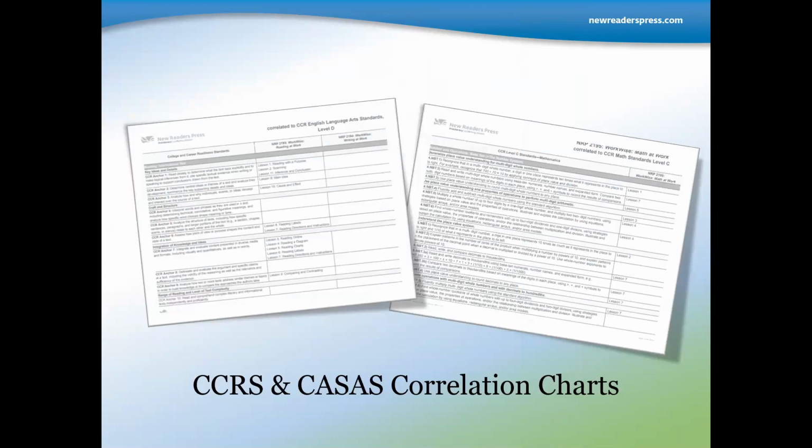Now, the free resources also include correlation charts for each book. And these charts provide peace of mind that what students are learning aligns to the content of the CCRS and thus the task, and for CASAS as well, showing targeted standards and competencies for each lesson. So you know exactly where your students stand as far as in their progression of standards. So those are there provided for you.